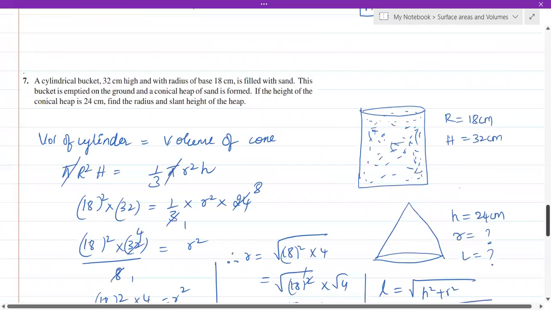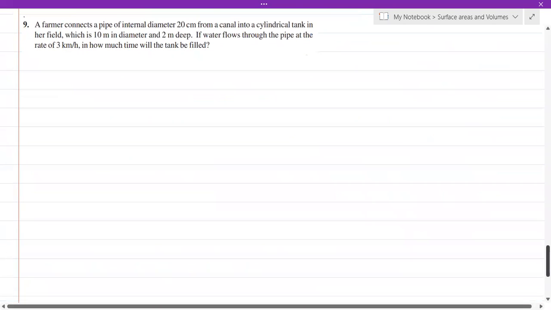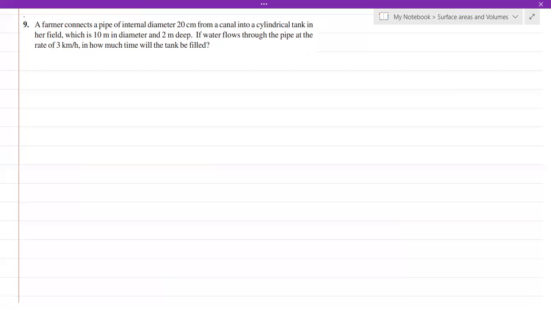Actually, after the 7th one, we have directly taken the 9th one, because once we solve the 9th one, we can easily solve the 8th one. So a farmer connects a pipe of internal diameter 20 centimeter from a canal into a cylindrical tank in her field, which is 10 meter in diameter and 2 meter deep. If the water flows through the pipe at the rate of 3 km per hour, in how much time will the tank be filled?